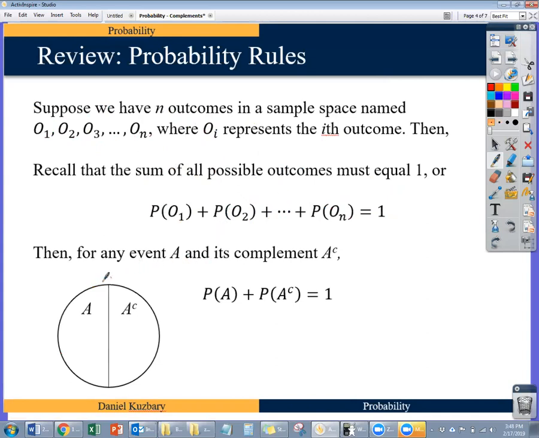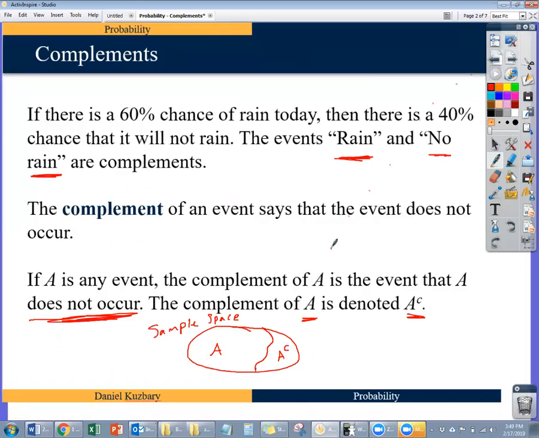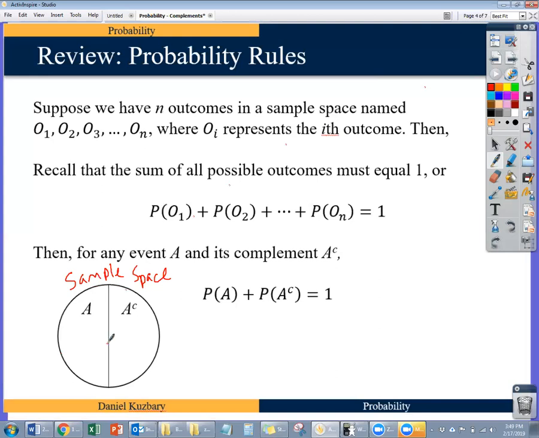What I wanted to use this picture for is, remember that if you have an event and its complement, it divides the sample space into two distinct pieces, and it covers the whole sample space. Hold on, my pen's not working. Oh, wait, there it goes. This is my sample space. If something's in A, it's not in A complement. If something's in A complement, it's not in A. Keep in mind, they don't have to be the same size. So here, A is a lot bigger than A complement. It doesn't matter.